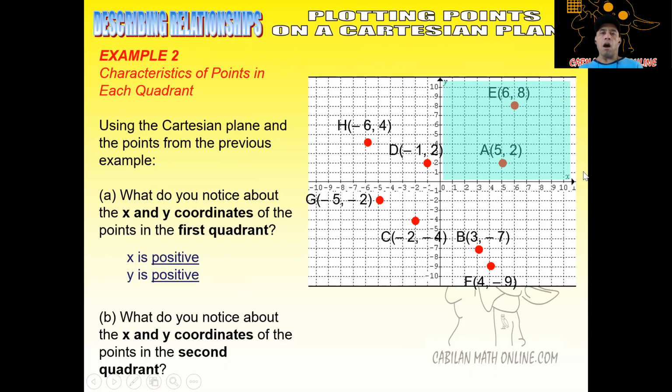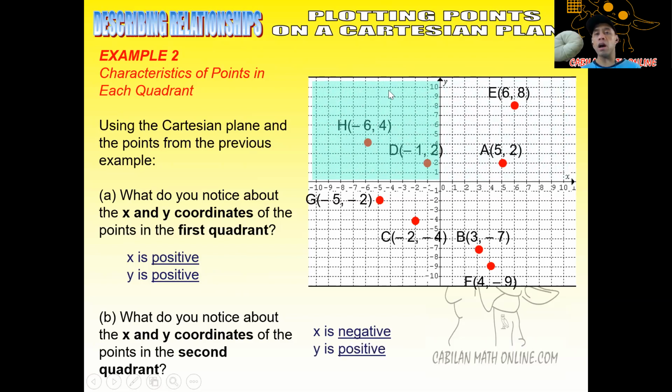As we go counterclockwise to quadrant number 2, that's referring to D (-1, 2) and H (-6, 4). If you take a look at the x coordinates, both of them are negative, and the y coordinates are positive. So any point or ordered pair in the second quadrant will always have a negative x and always have a positive y.